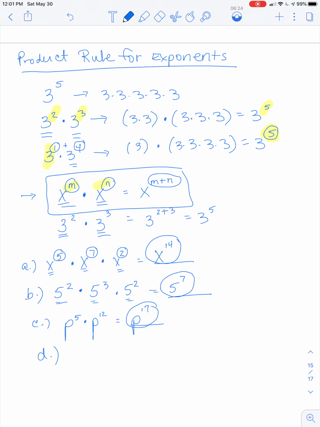And then the last one, we're going to actually use a number and not a variable. So we have 4 to the 2nd power times 4 to the 3rd power times 4 to the 25th power. What would your answer there be? You should have said 4 to the 30th power. Okay, so that takes care of that particular concept.